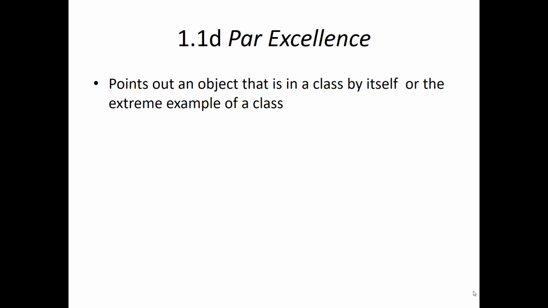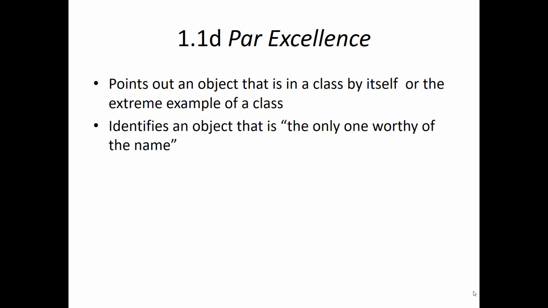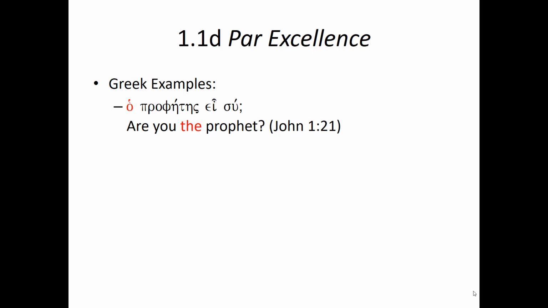The article par excellence, here the article points to a word that is in a class by itself, or it's the extreme example of a class. You could say that it's pointing at a word that's really the only one worthy of the name. And it doesn't have to be a good example. It could be a really bad example, the best of the class or the worst of the class. So John 1:21, "ho prophetes ei su?" It's not are you a prophet, but are you the prophet? The Old Testament looked forward to the prophet who would come. Here in John, this question is asked, are you that prophet?